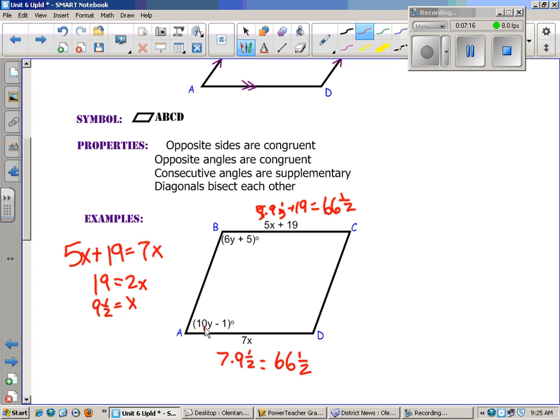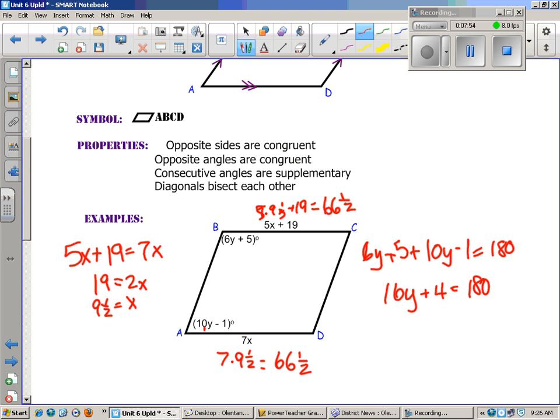What does supplementary mean? Yeah, if you add them up, it equals 180. Right? Good. So 6y plus 5 plus 10y minus 1 equals 180. And he went ahead and consolidated like terms. So 6y and 10y is 16y, and positive 5 and negative 1 is positive 4.